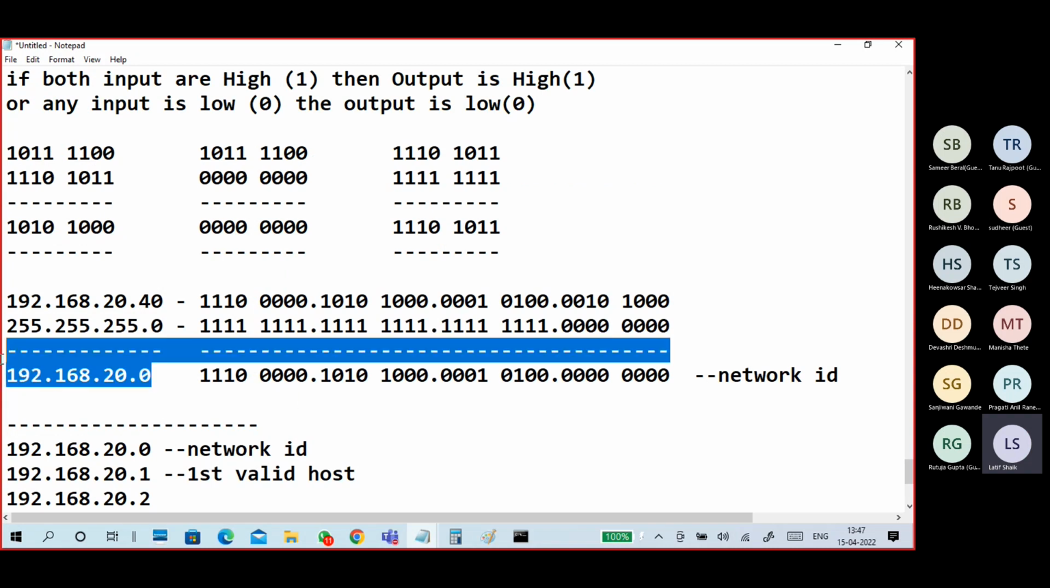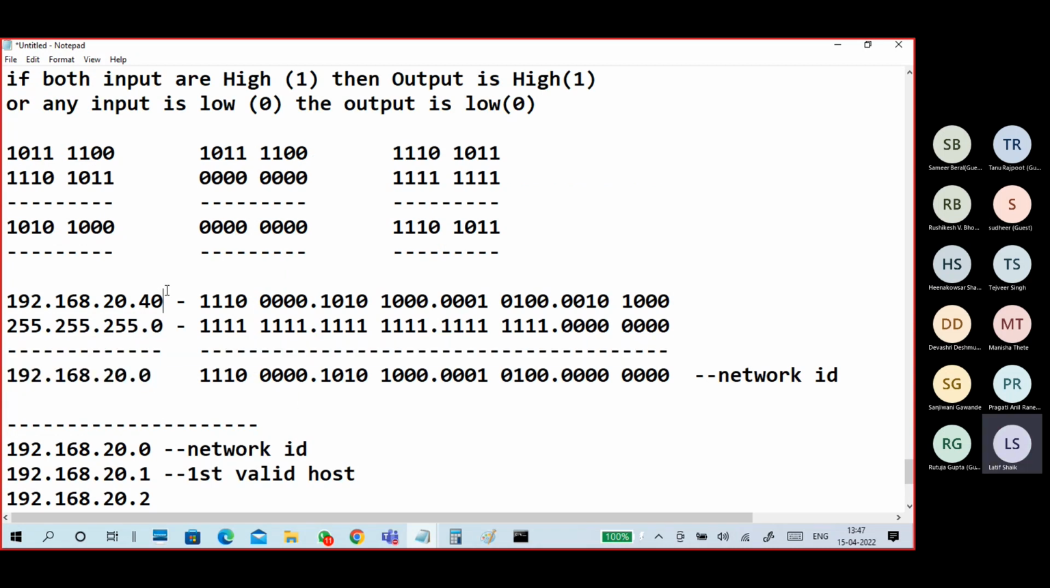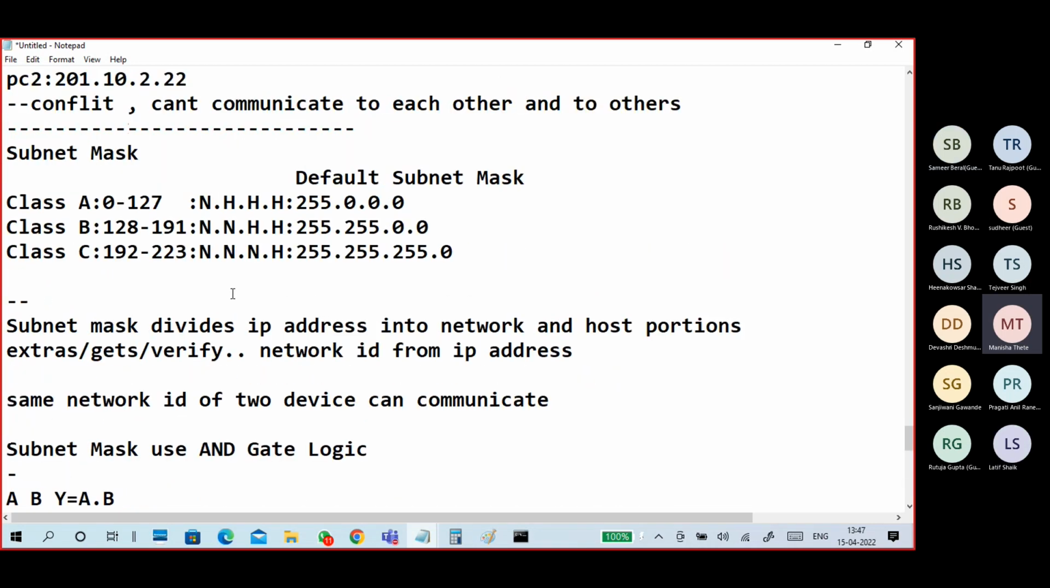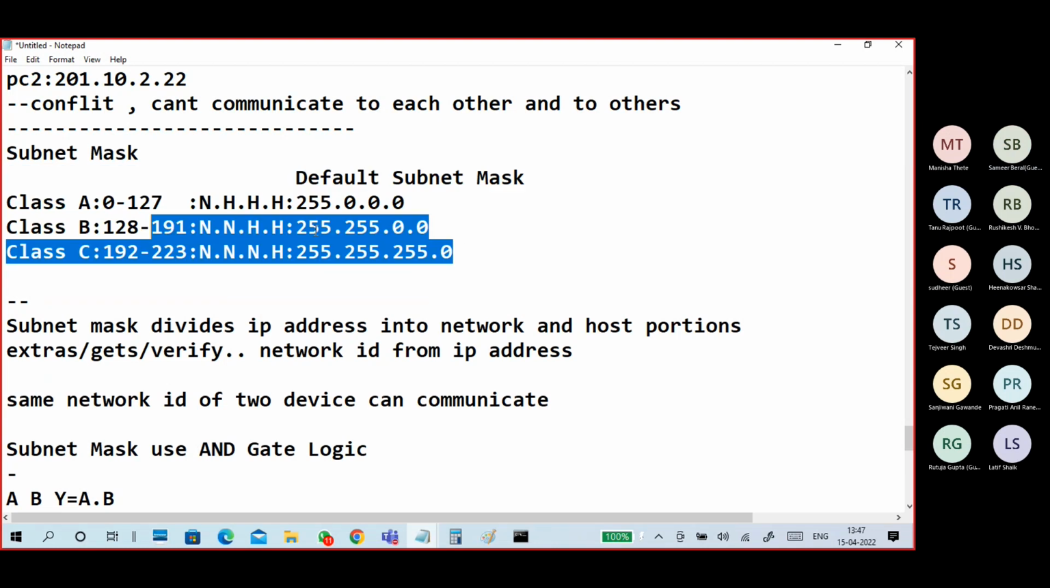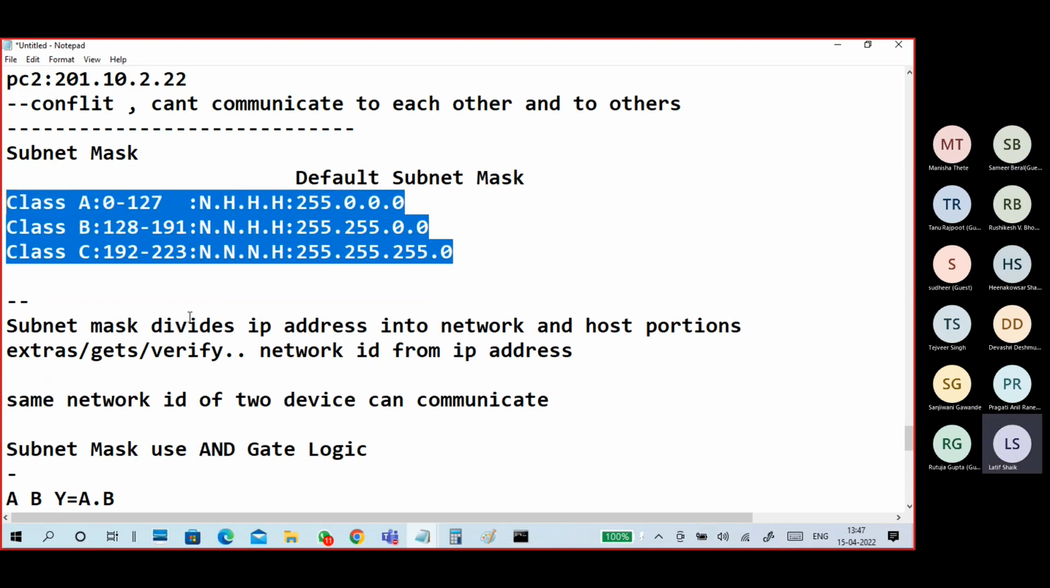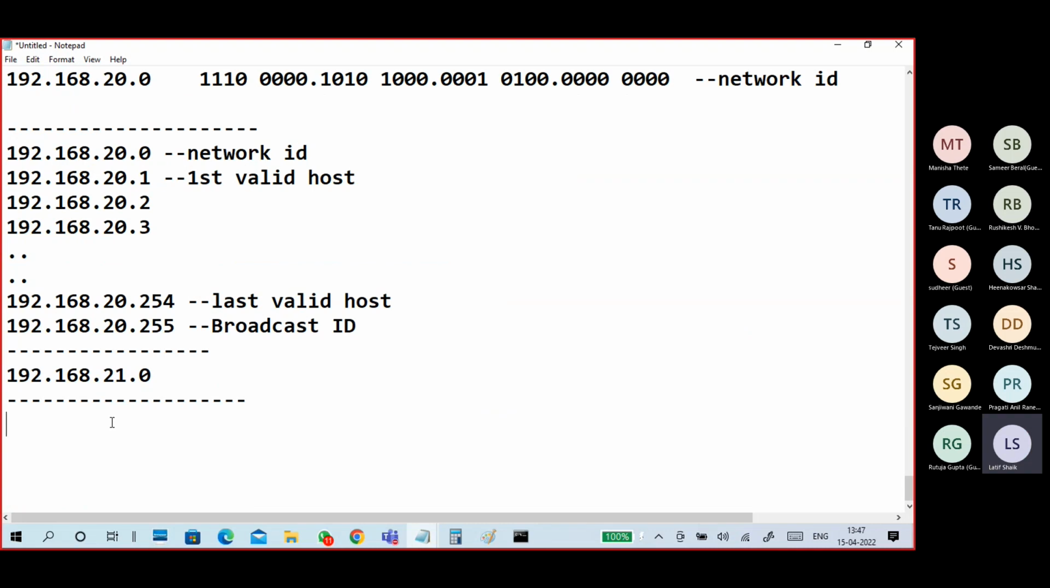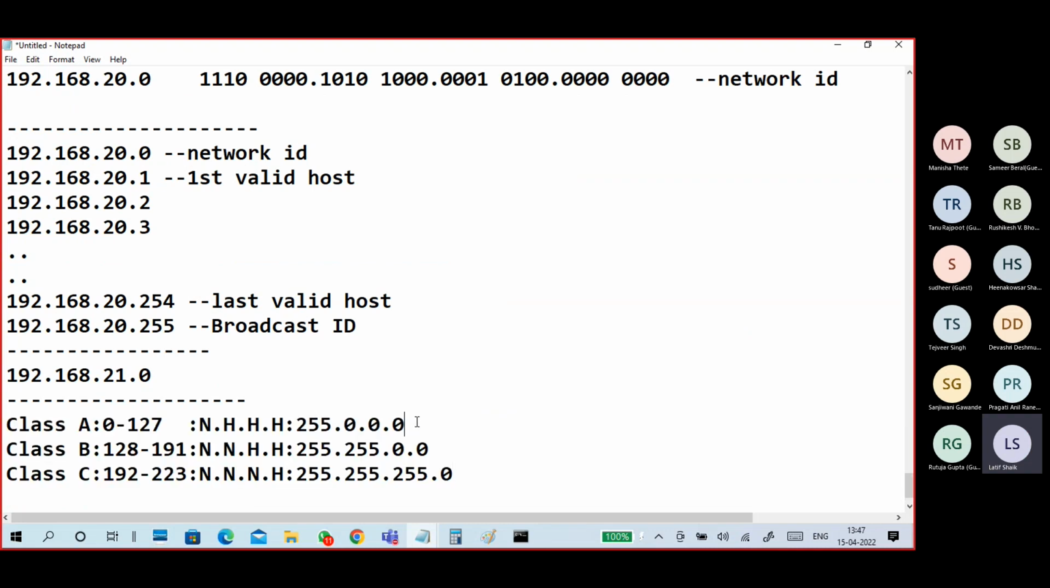How to get a network ID from an IP address like this? Don't worry, again I will write. I don't leave this thing. I will leave you early, don't worry. I am almost shivering now.